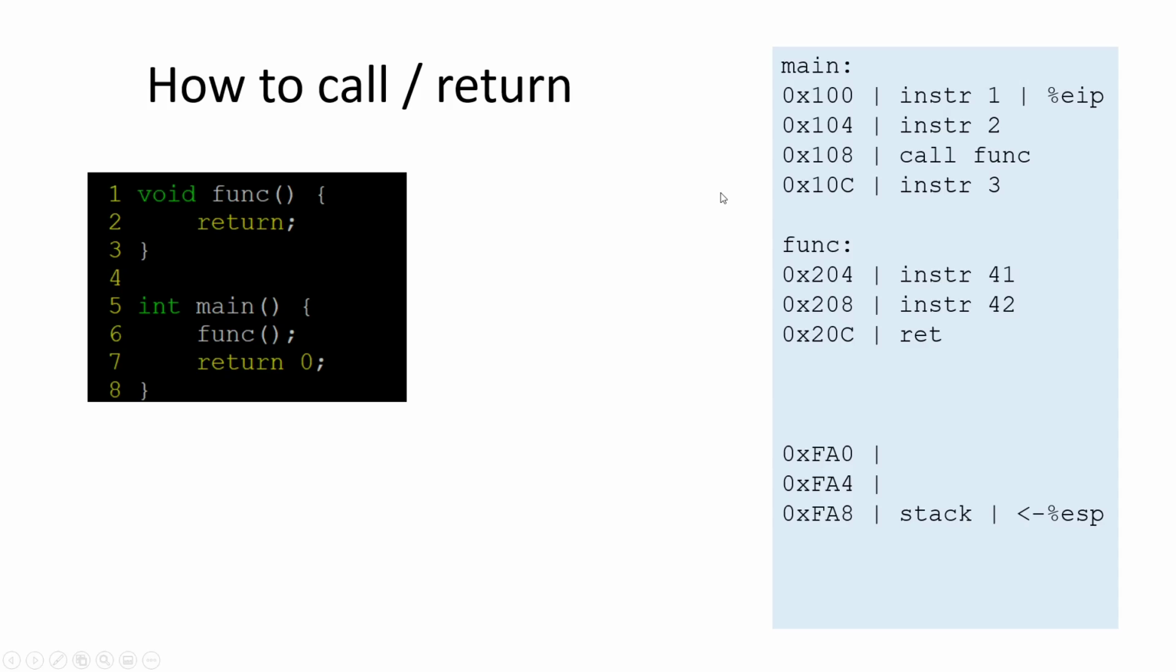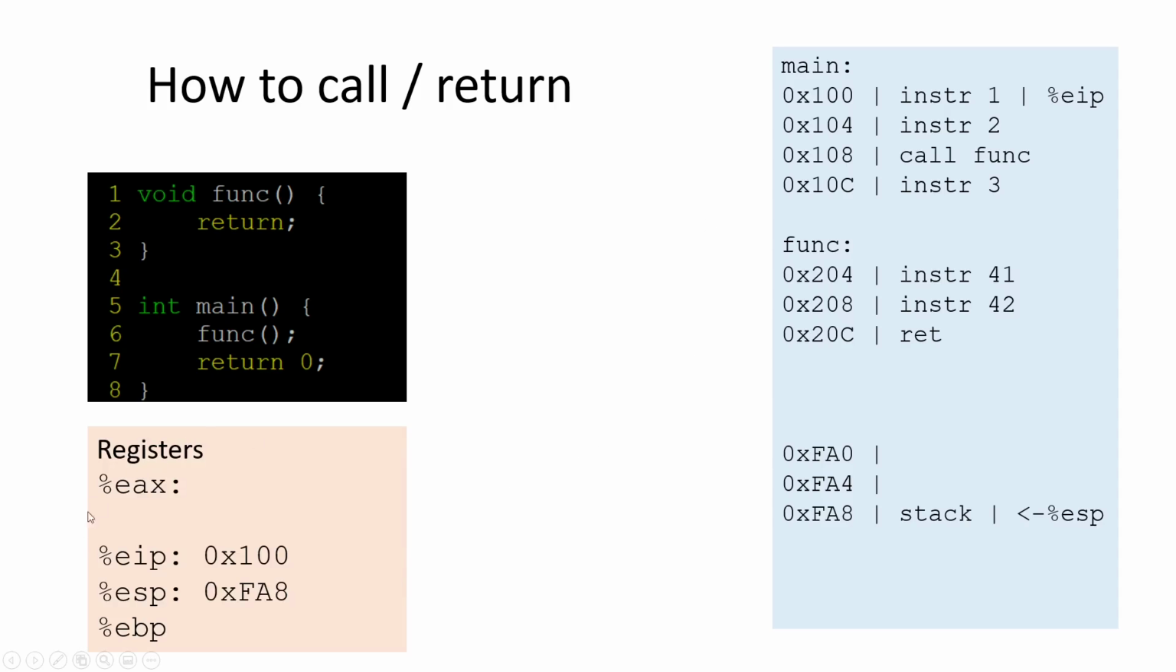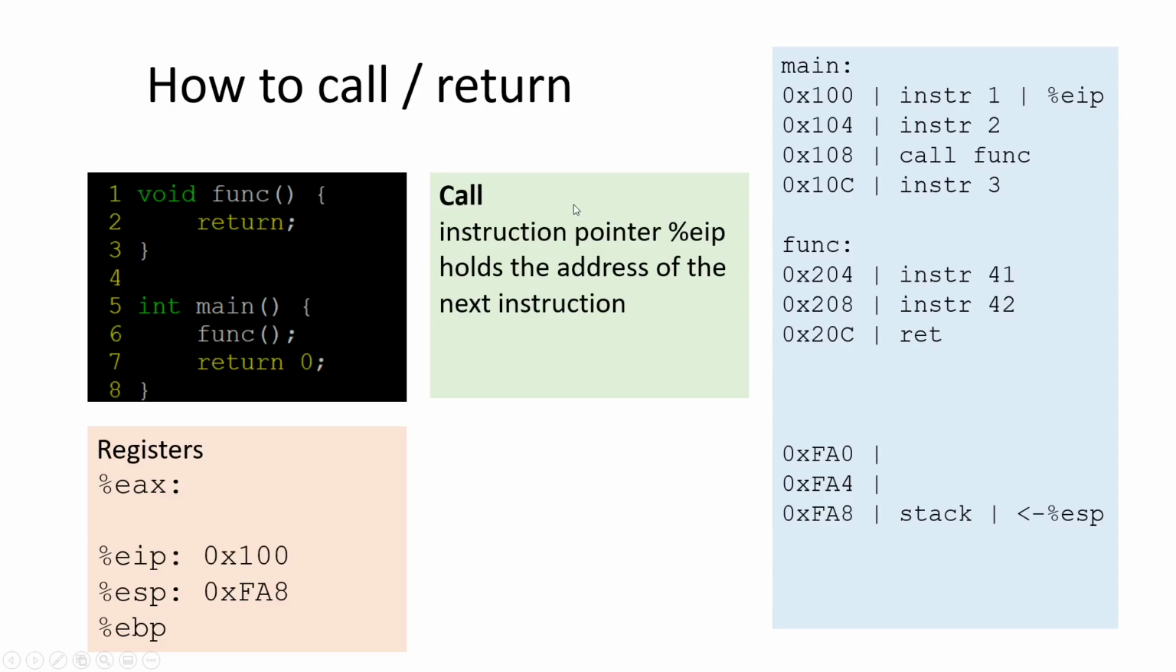Then I've got two more blocks I'm going to bring in. Just to keep track of things going on in the CPU, I've got my registers over here. Again, the instruction pointer is pointed to that very first instruction at 100. The stack pointer is pointed to the top of the stack at FA8. And remember, the instruction pointer holds the address of the next instruction to be executed.